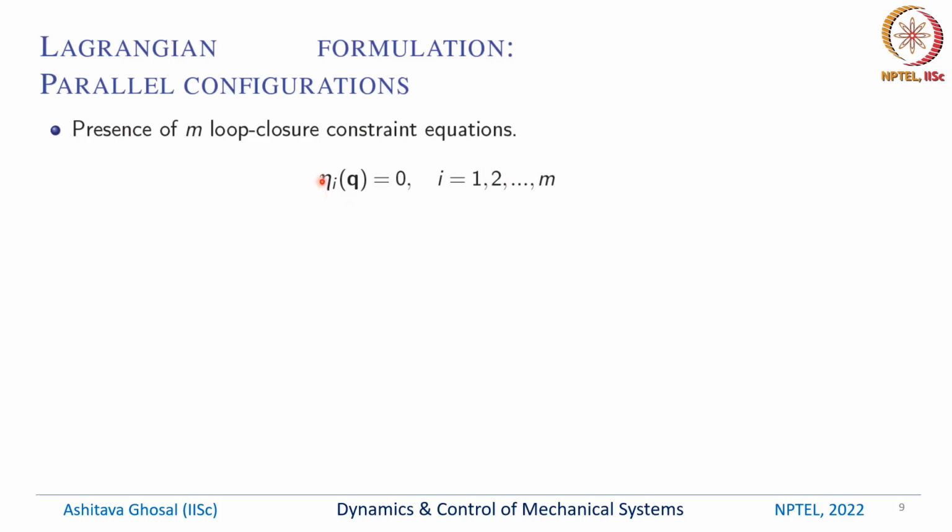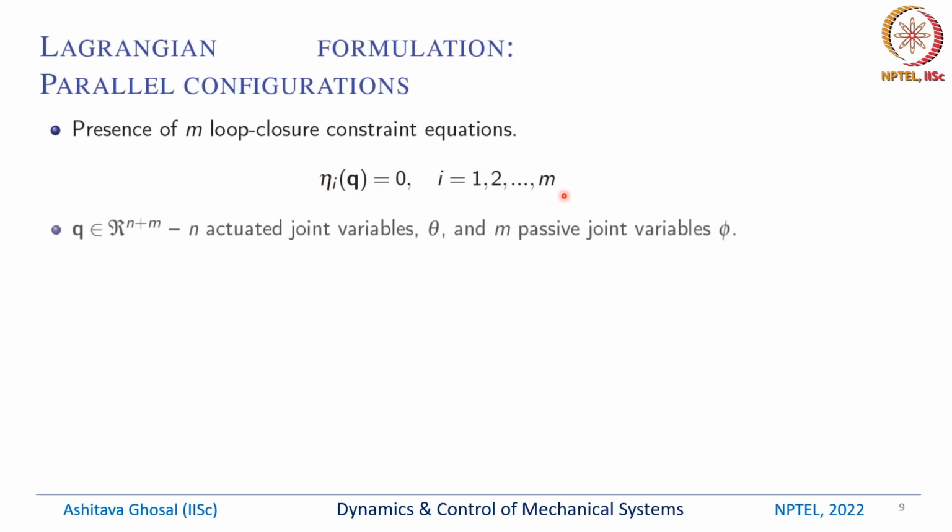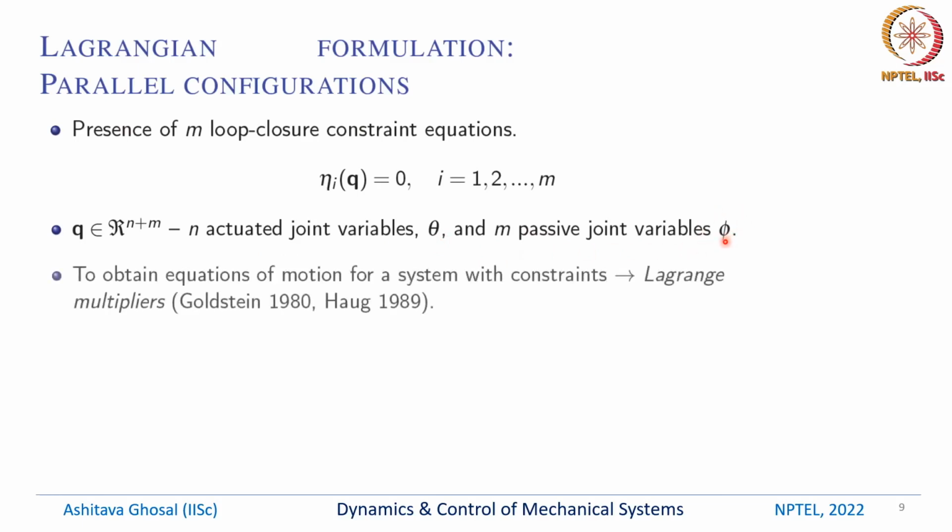So what are these? These are some eta_i of q equal to 0, and i equals 1 through m. So in such a situation, the dimension of the generalized coordinates is n plus m. So we have n actuated joint variables, typically denoted by theta, and m passive joint variables, which we will denote by phi. Okay, and to obtain the equations of motion for a system with constraints, so basically we have kinetic energy, potential energy, but then we have these loop closure constraints for the generalized coordinates.